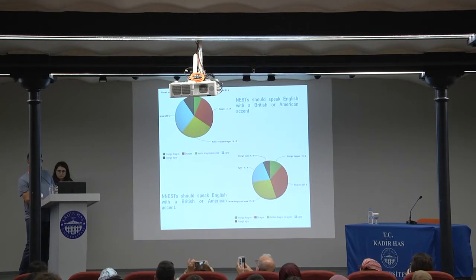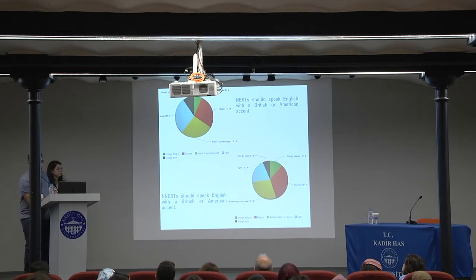So for the example items, we had two items that investigated whether our respondent teachers think native English-speaking teachers and non-native English-speaking teachers should speak English with a British or American accent, in two separate statements. And as you can see, although there is a percentage of teachers who were neutral to these two propositions, there were more teachers who agreed that native English-speaking teachers should have an American or British accent, and there were more teachers on the right-hand side who think that non-native English-speaking teachers do not need to have a British or American accent.